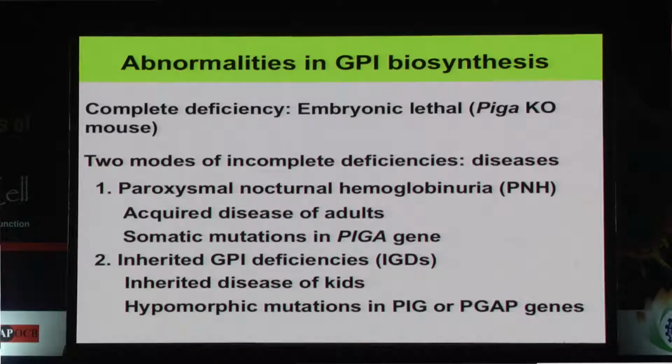Now I move to the disease, abnormalities in GPI biosynthesis. The complete deficiency of GPI anchor biosynthesis doesn't cause disease; it causes embryonic lethality. This is shown by the PIGA gene knockout mice. It is not surprising because 150 human cell surface proteins require a GPI anchor. So the complete deficiency causes early death in embryogenesis. But the incomplete deficiency causes the diseases.